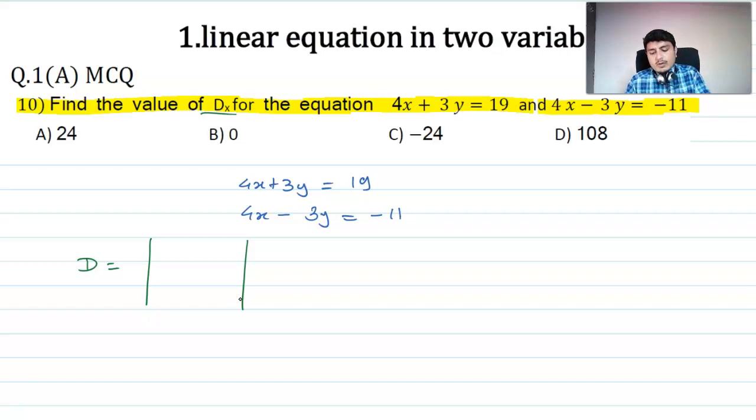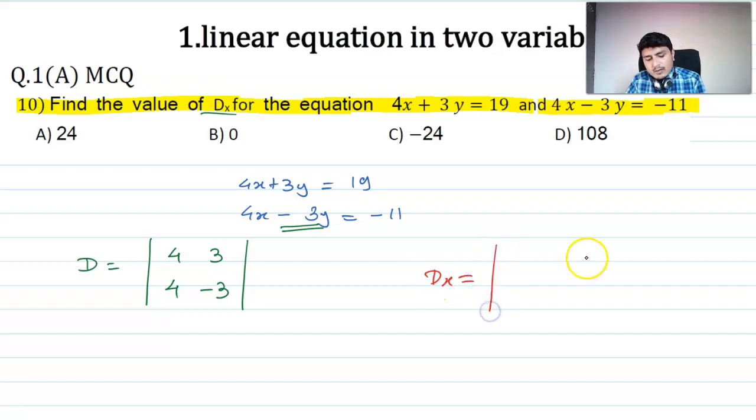Which are the coefficients of x and y from equation 1? We have 4 and 3. So the first row becomes 4 and 3. Now which are the coefficients of variables x and y from the other equation? We have 4. Which sign convention do we have to take? That is minus of 3. So the second row of the given determinant is 4 and minus 3. But here we have to evaluate for dx.